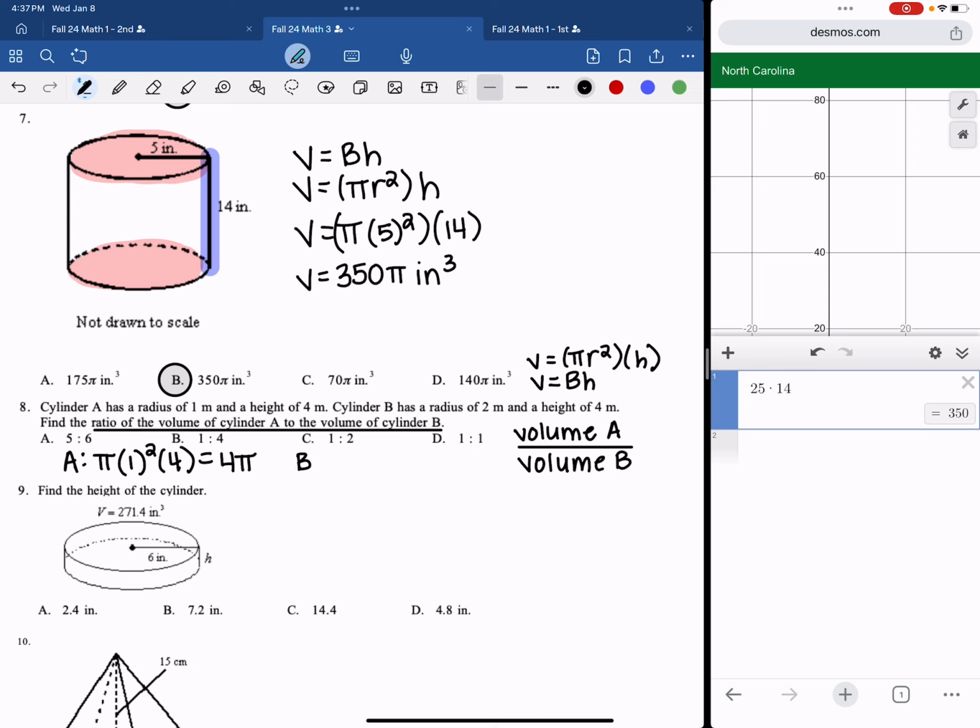Then we have cylinder B. Cylinder B is pi, their radius was 2 squared, times 4. So 2 squared is 4, 4 times 4 is 16, so that's 16 pi. So volume A is 4 pi divided by volume B. And of course, if we simplify, that's going to be 1 to 2. So 1 to 2 is my ratio.